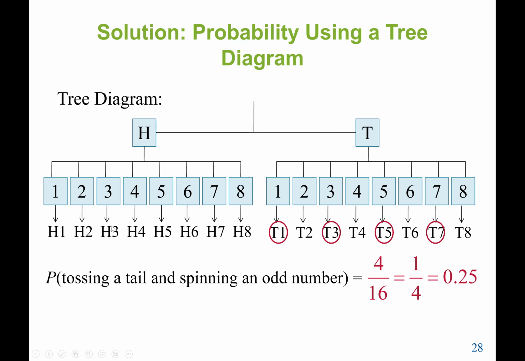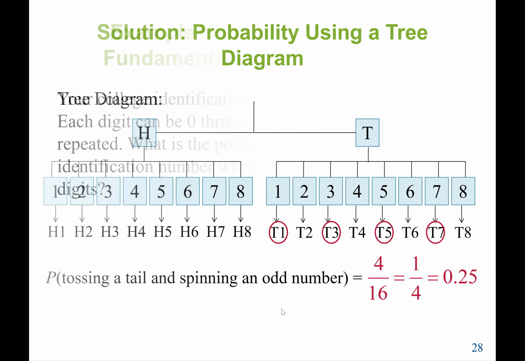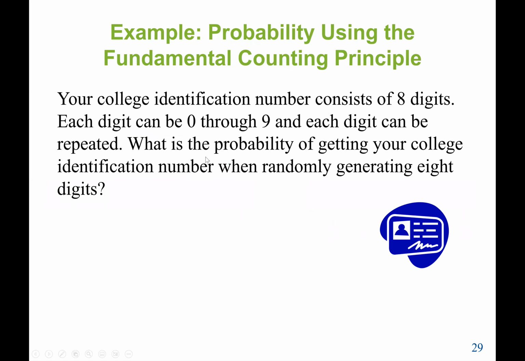And the total outcome again is 16: 8 for head, 8 for tail. So we get 4 divided by 16. That gives us 1/4, and that will give us 0.25. Let's try another example here.